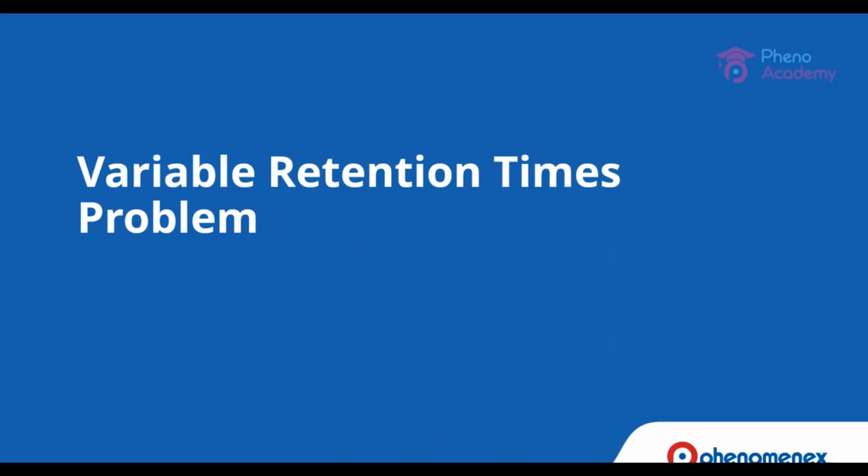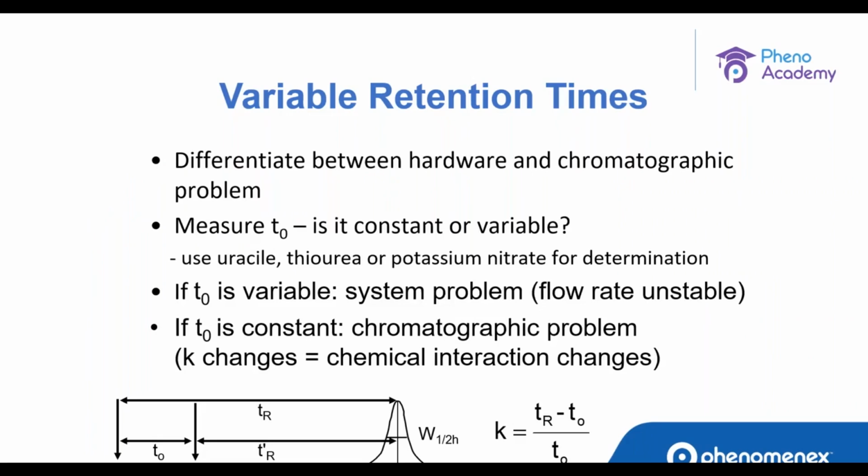Variable retention time problem. Other than pressure issues, shift of retention time will be another most common HPLC troubleshooting question. To tell the difference between a hardware and a chromatographic problem, measure T0, which is the dead volume, and check whether it is variable. We normally use uracil to determine the dead volume. If T0 is variable, it is a system problem, with unstable flow rate. If T0 is constant, it is a chromatographic problem.